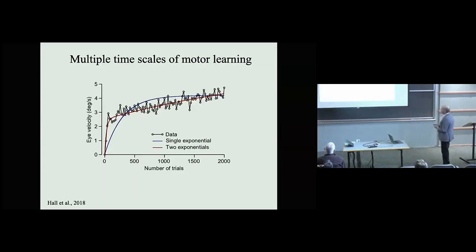So this plots eye velocity as a function of the number of trials. For an experiment, we were actually able to get the animal to run out to 2,000 trials, which those few of you who work with monkeys know is a lot of trials for a monkey.